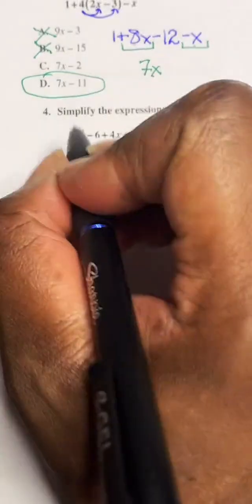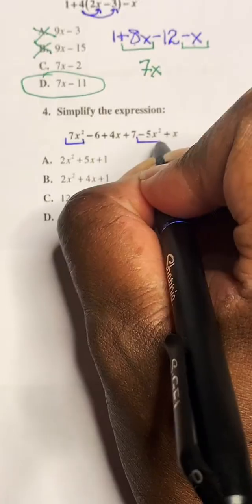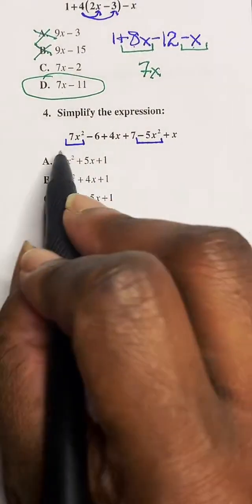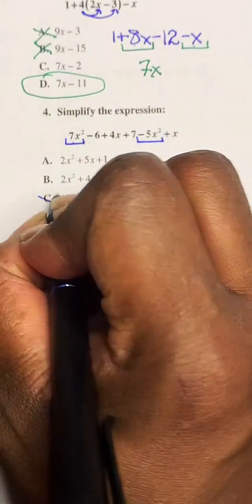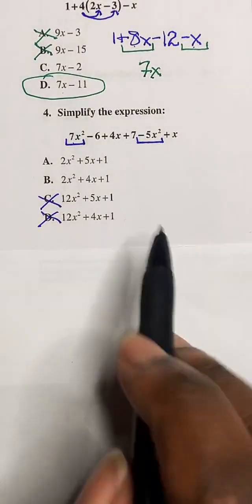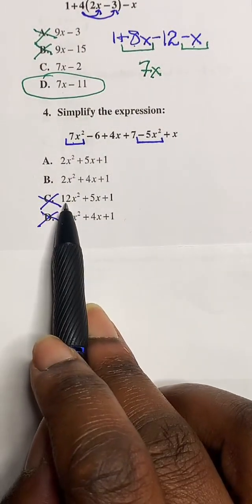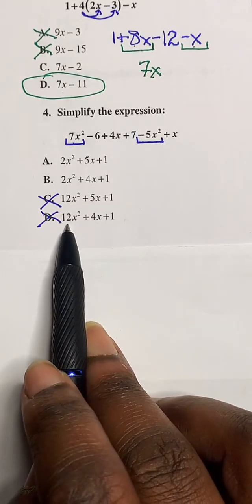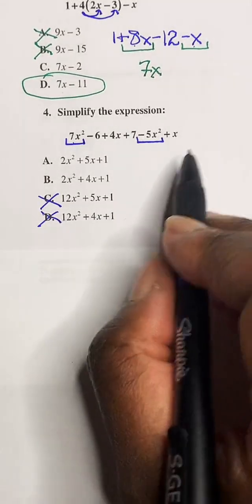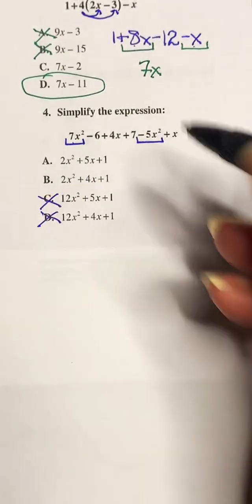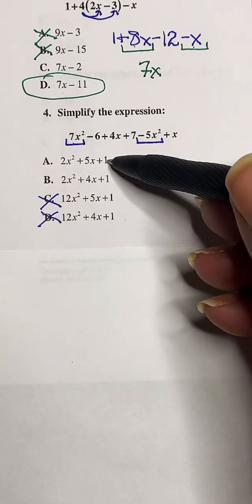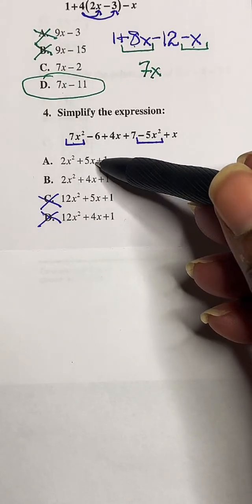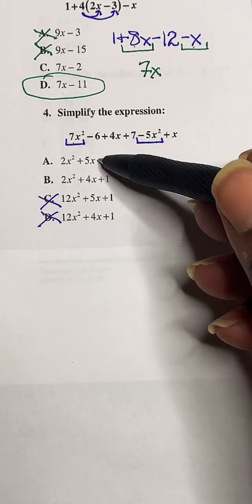So we have our 7x squared and this negative 5x squared. So 7 minus 5 gives me 2. Right away, C and D are out because they're telling me 12x squared. I know a lot of people say, well, let's look at the constant. Well, if you notice, A and B both have the same constant of 1. But what is different is what they get for their x's.